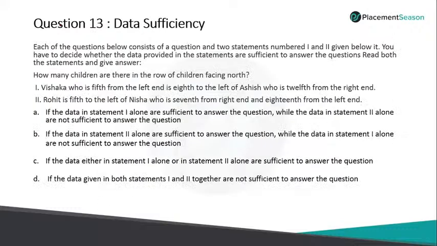Okay, data sufficiency. So what is the question given? Data sufficiency questions are like this: you will be given a question followed by two statements. So how are you going to answer the question, like only with statement one, or with statement two, or combining both, or individually each is giving.